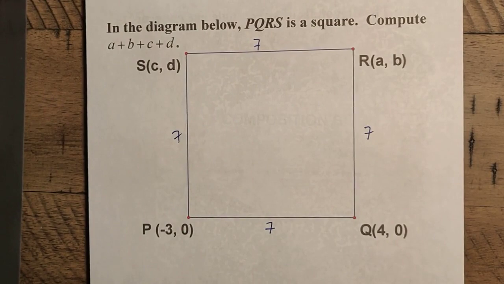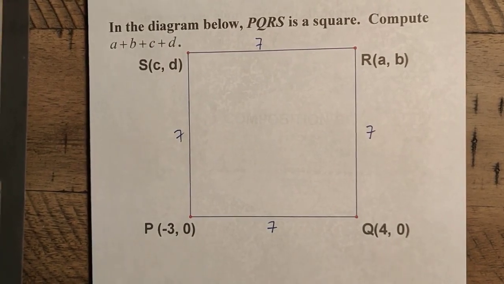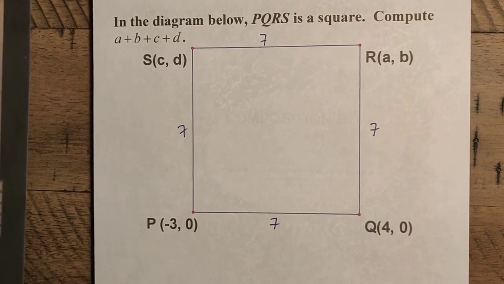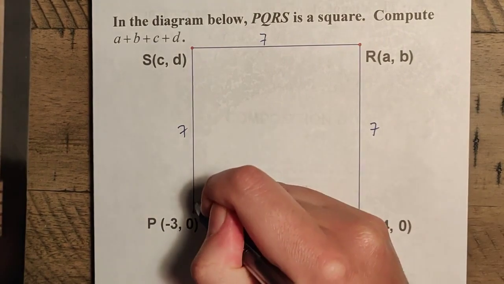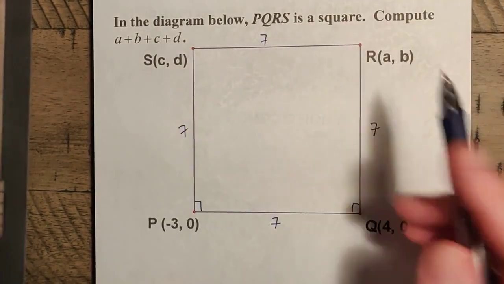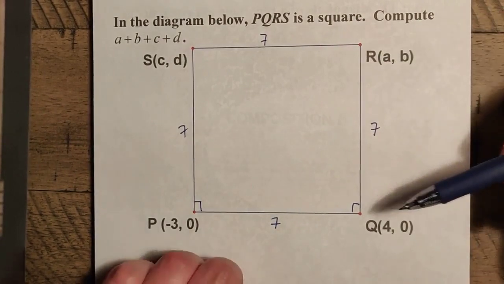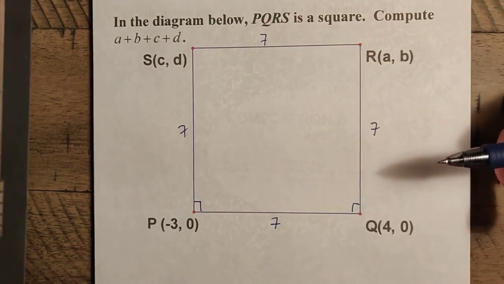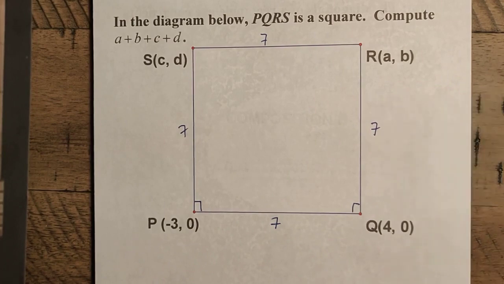Well, one thing to note about this square is that PQ goes from negative 3, 0 to 4, 0. So this is a horizontal line, because the y-coordinates are not changing. Since this is a square, all the angles are right angles. This is horizontal, which implies that SR is horizontal, and RQ, being perpendicular to a horizontal line, has to be a vertical line.